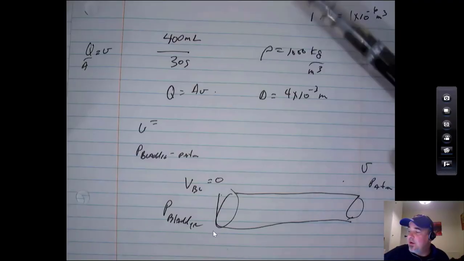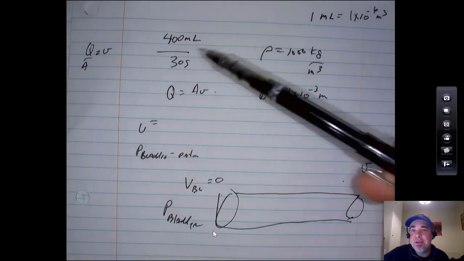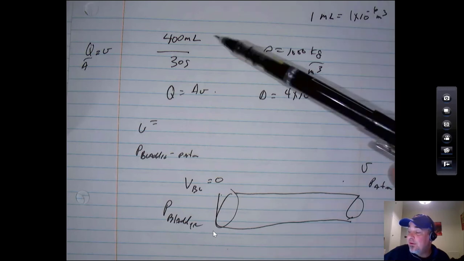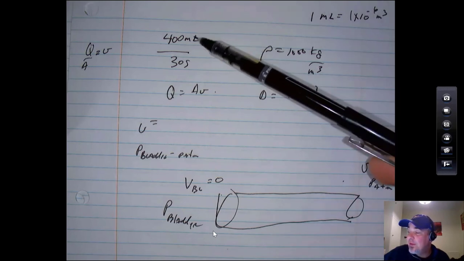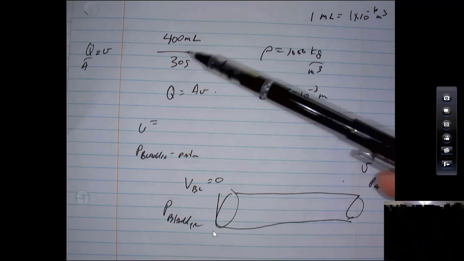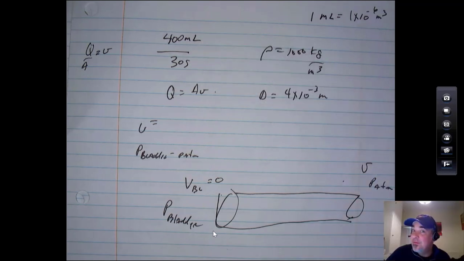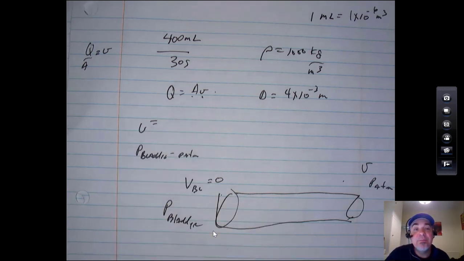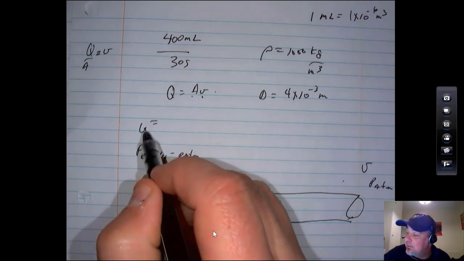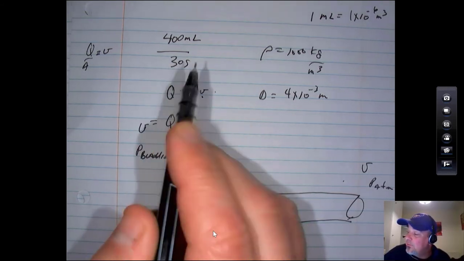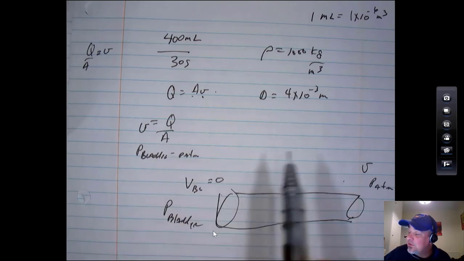Okay, so we've got 400 milliliters in 30 seconds. I looked up the conversion factor. 1 milliliter is 10 to the minus 6 cubic meters. So you could figure out the volume flow rate from this. Put that into cubic meters, 30 seconds. You can figure out the volume flow rate. And then you know the volume flow rate from what we were just talking about. It's area times velocity. So the velocity then, like we've done before, is the volume flow rate, which you'll have to do some work to get, divided by the cross-sectional area.